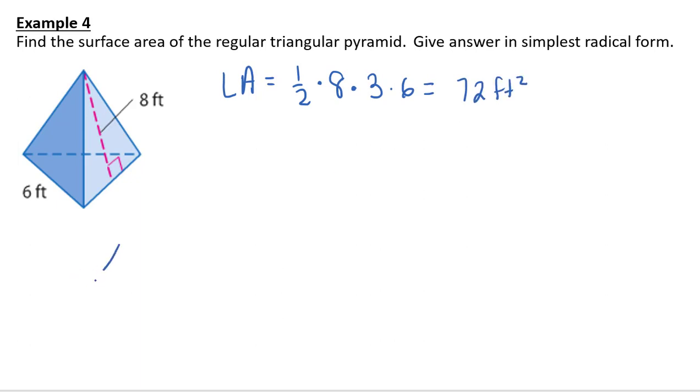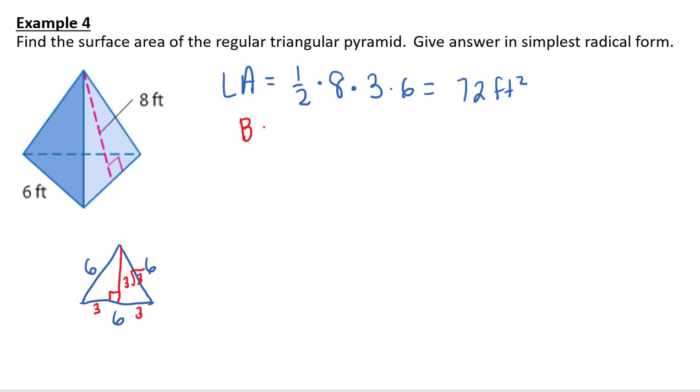Again, it is a regular triangular pyramid. So the base is an equilateral triangle where each one of the sides is 6. How I get my height: I drop down my perpendicular. Remember that makes now this side 3 and that side 3. I have a 30, 60, 90, so that is a 3 root 3.